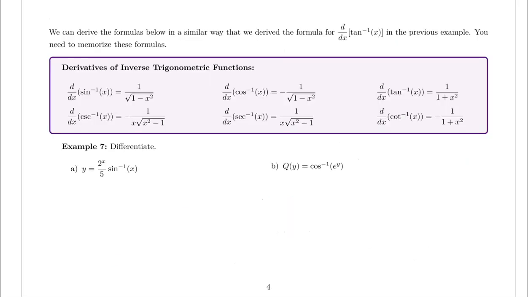Look at that. Here in this purple box, we have the derivatives of all 6 inverse trigonometric functions. Remember that we just got done taking the derivative of arctangent, and we derived this formula for 1 over 1 plus x squared, or the same, 1 over x squared plus 1, but addition is commutative, so that's the same thing. We can derive the formulas below in a similar way that we derived the formula for the derivative of tangent inverse in the previous example. You do need to memorize these formulas. They are important, and they are going to show up again in Calculus 2.